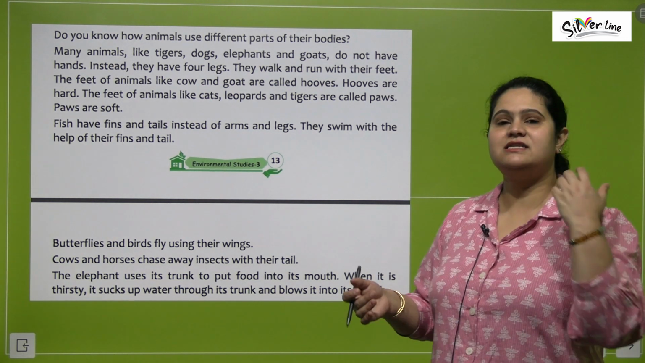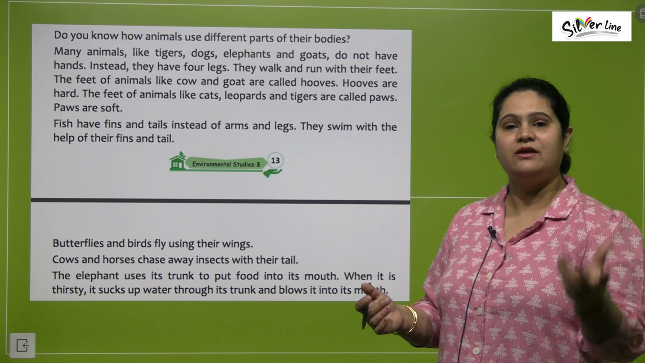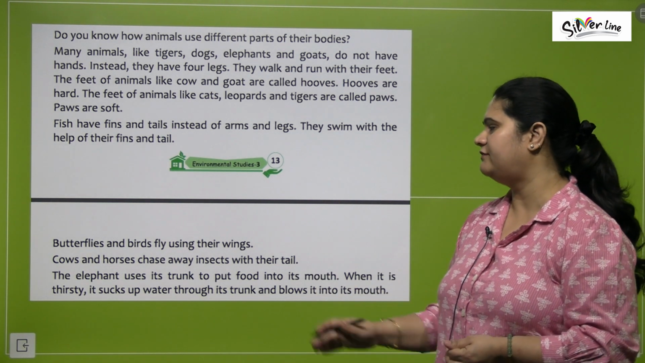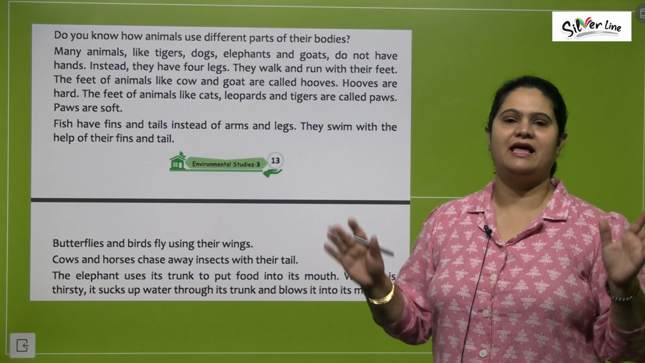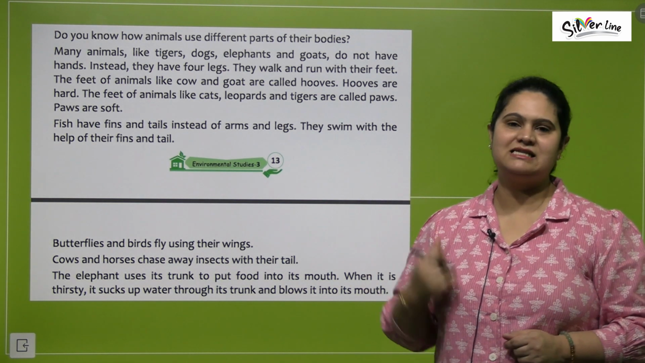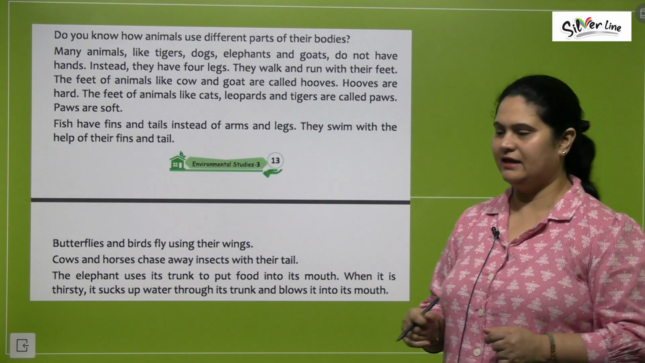Now there are certain birds and insects that use their wings. So birds and butterflies fly using their wings. वो अपनी wings की मदद से fly करते हैं.